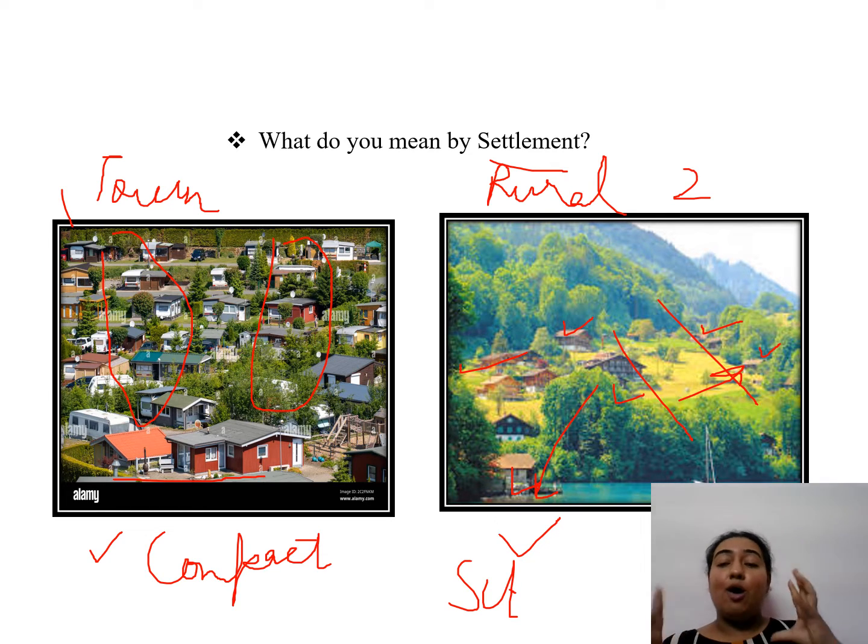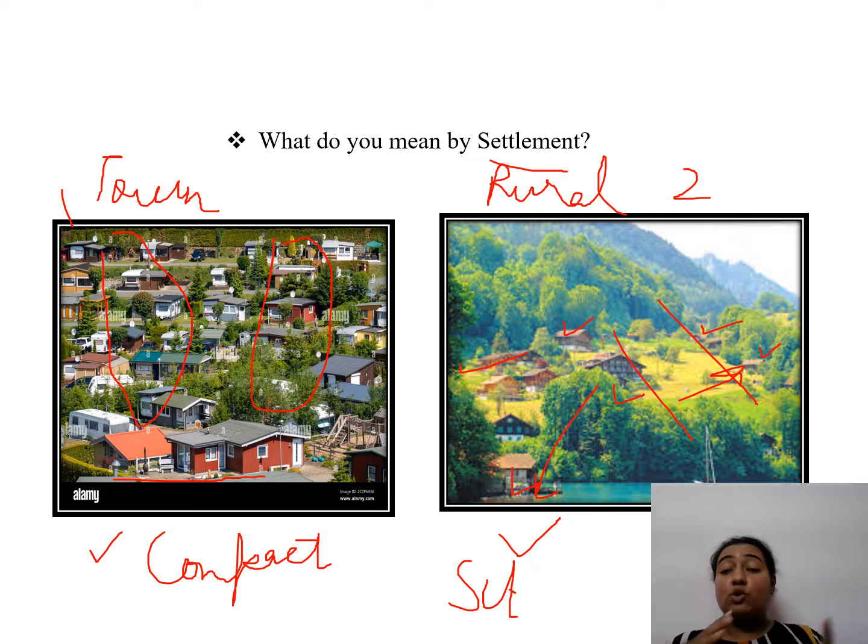Now how are the houses in villages? I'm sure most of you have visited your village, your native place, and played in the ponds, pools, and small lakes. So you must have seen that there is a lot of gap and distance between two houses. A gap of let's say 500 meters or even more, right? So they are very scattered, they are not very close.